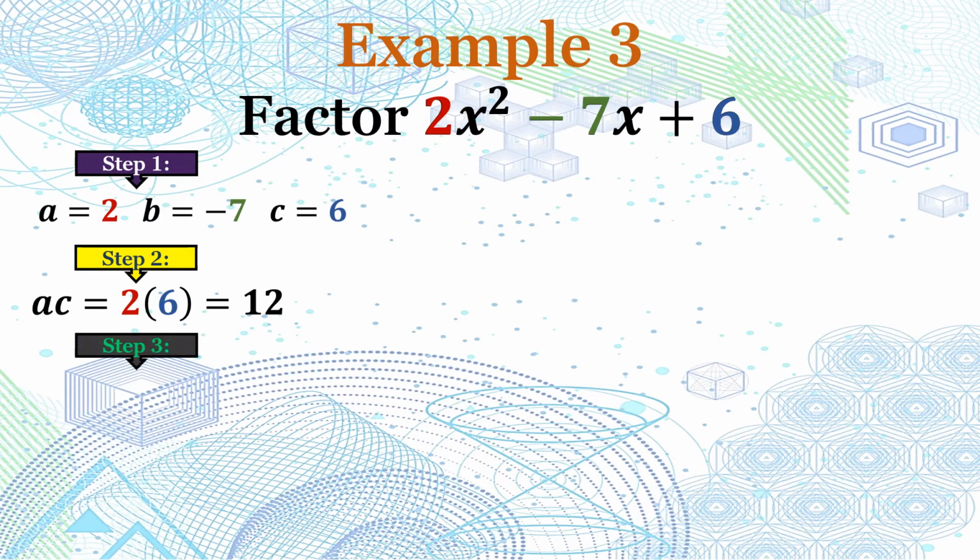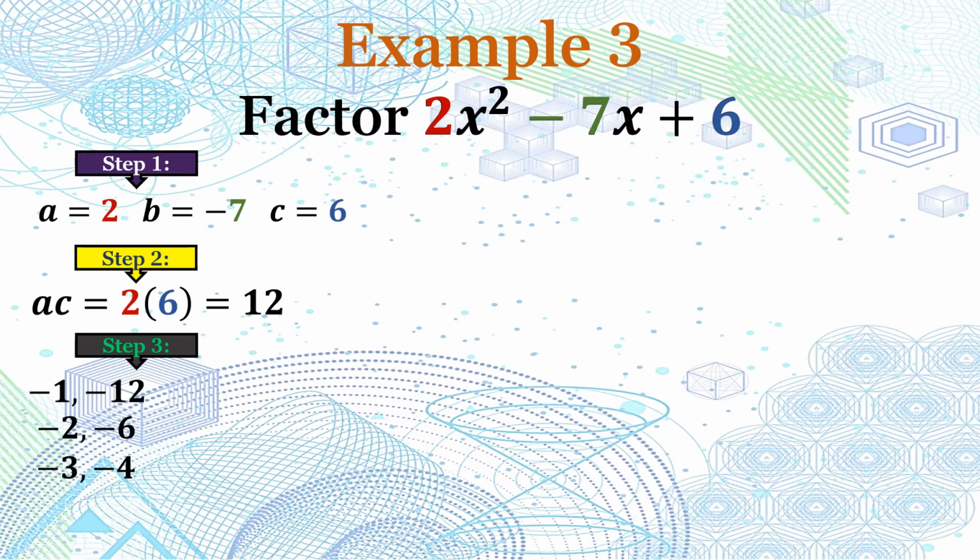Now let's find factors of AC that add up to b. But then again, c is positive and b is negative. So the factors should be both negative. So let us now list the factors of AC that are both negative. So we have negative 1 and negative 12, negative 2 and negative 6, negative 3 and negative 4.